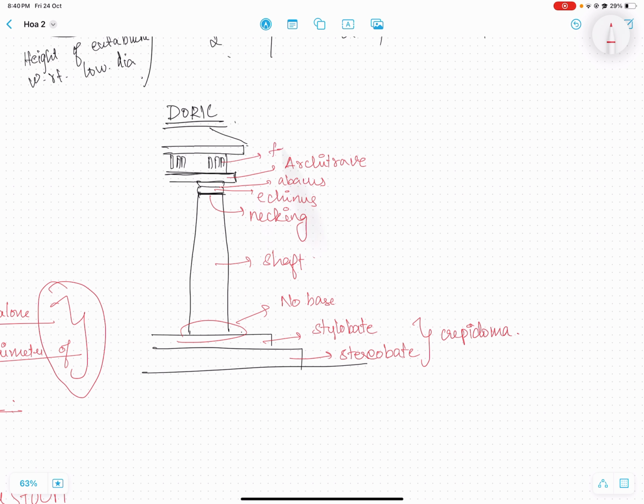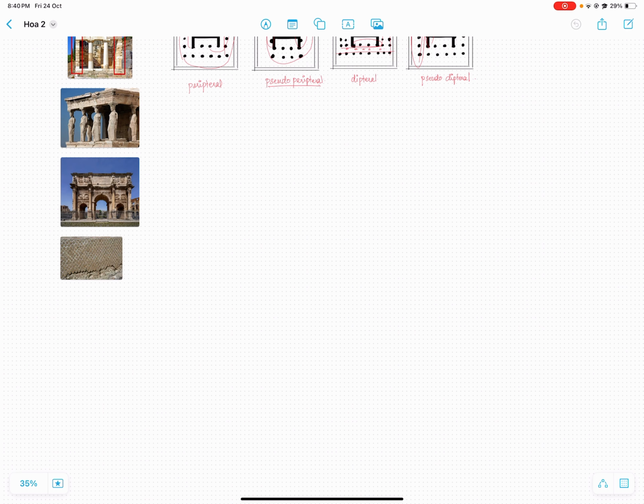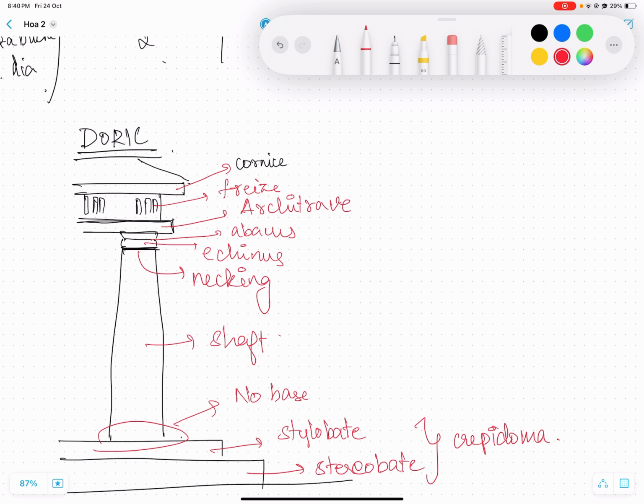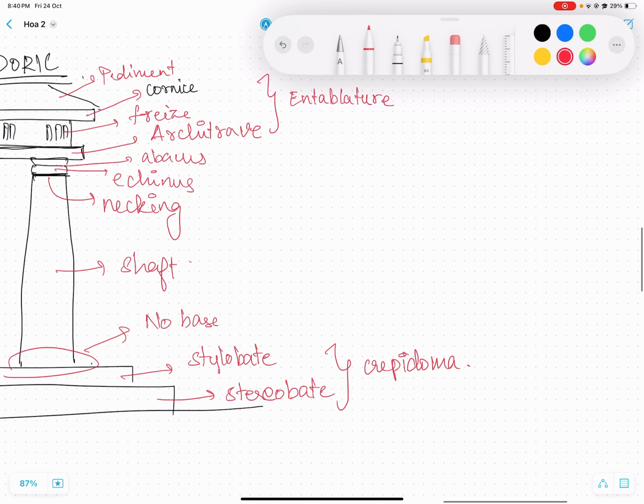This is our frieze, our cornice, and our pediment. So cornice, frieze, and architrave form our entablature. Also try to remember them in the correct order. It is also important. They've been asked a lot of times.